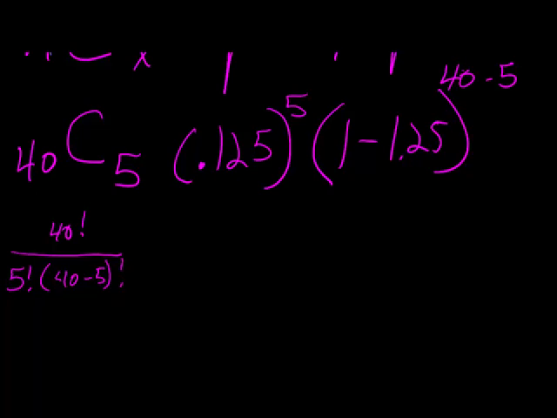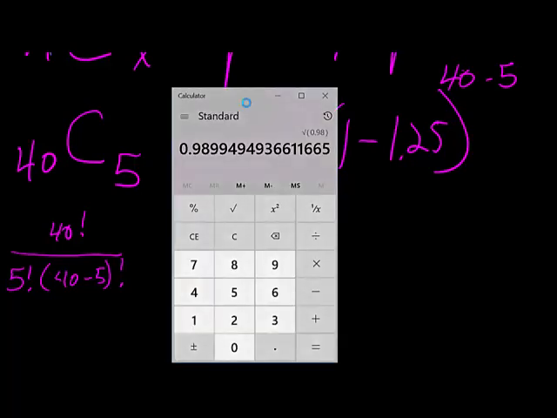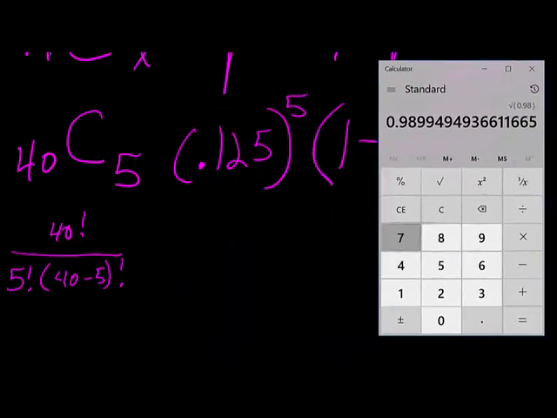Again, if you don't know where that came from, you've got to figure out how to do combinations somewhere else, and that's okay. 1 minus 0.125, I might as well do that one now. Let me bring out my calculator. Clear.